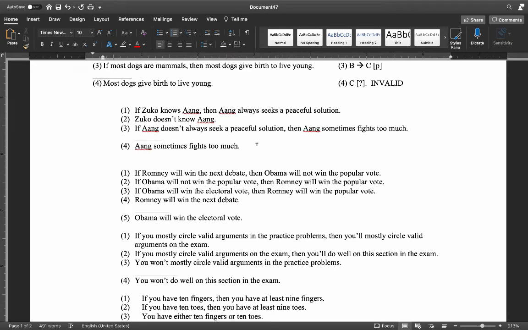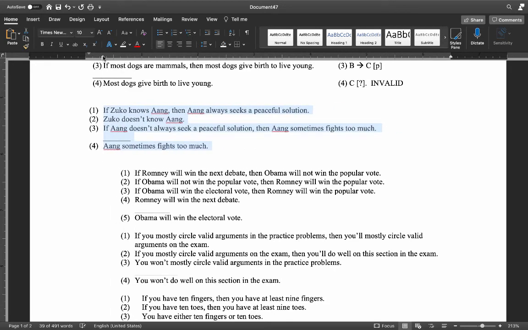So let's look at the next one. If Zuku knows Aang, then Aang always seeks a peaceful solution. Zuku doesn't know Aang, so it's not the case that Zuku knows Aang. Then we have, if Aang doesn't always seek a peaceful solution, so it's not the case that B, then Aang sometimes fights too much. We'll call that C. And the question is, can we get to the conclusion, number 4 here, that Aang sometimes fights too much? So does that follow?